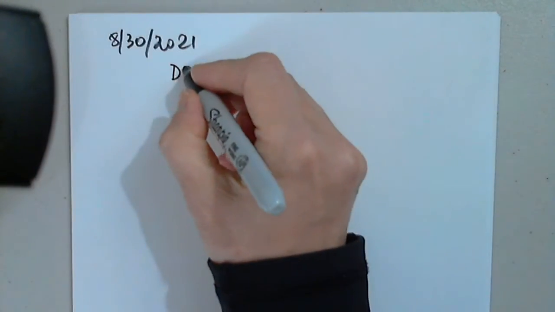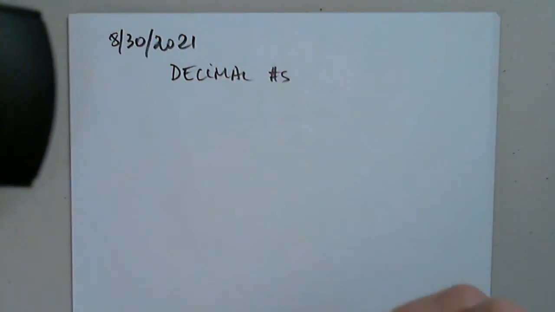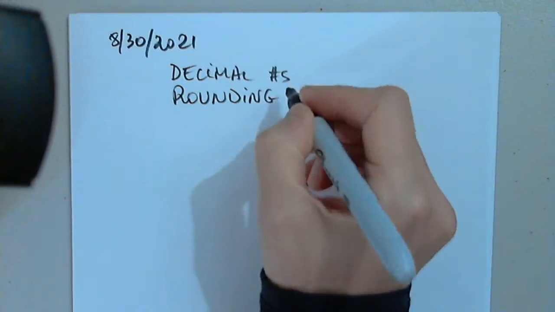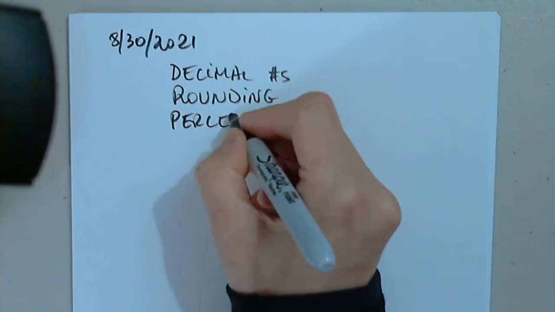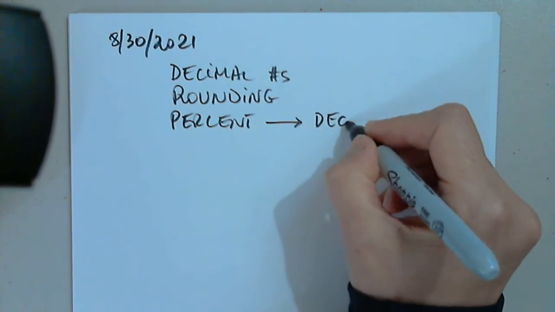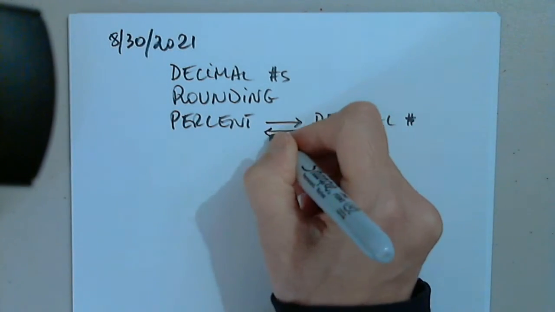To talk about decimal numbers. Decimal numbers, that's number one. Rounding, and percent changed into a decimal number, and vice versa.